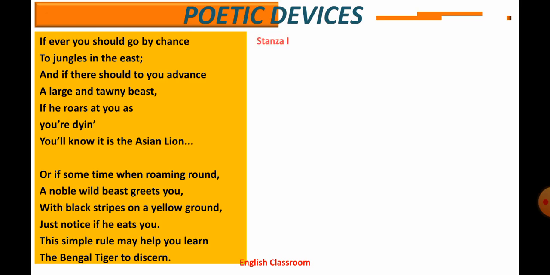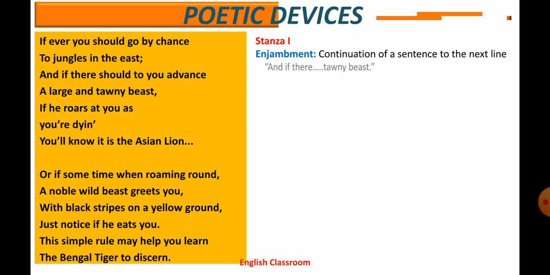First, in the first stanza, you can find enjambment. Now what is enjambment? Enjambment is the continuation of a sentence to the next line without putting a punctuation mark. Okay, this is called enjambment. So here you can find the lines, "and if there should to you advance a large and tawny beast." So in these two lines there is no punctuation mark and the idea is continuing. That's why it is called enjambment.